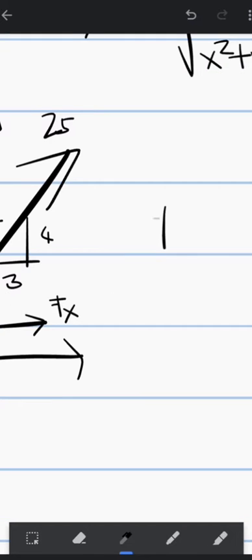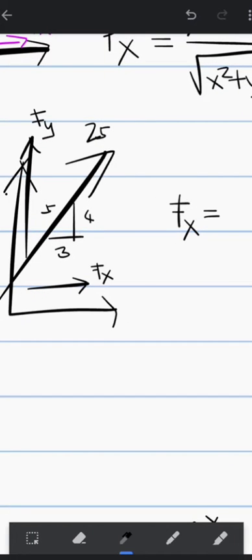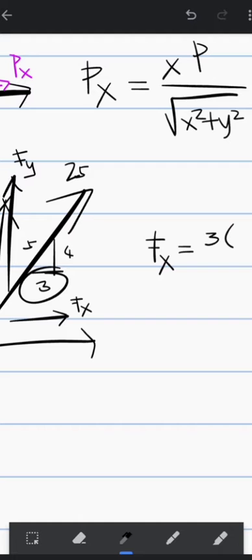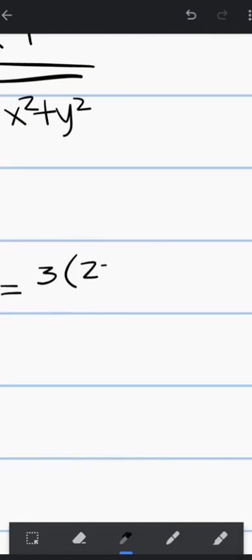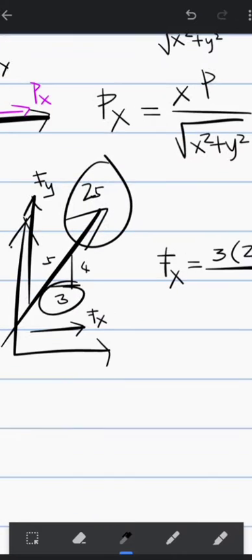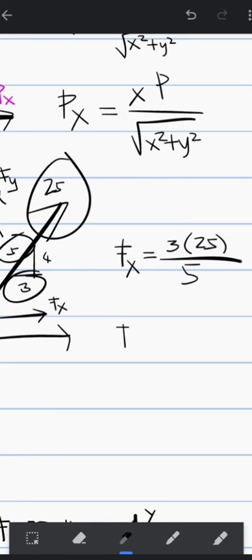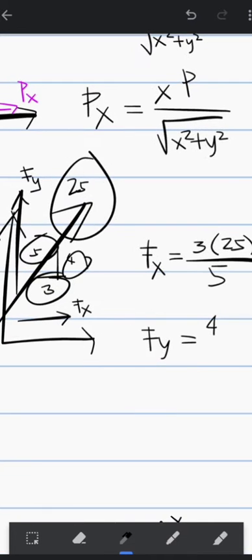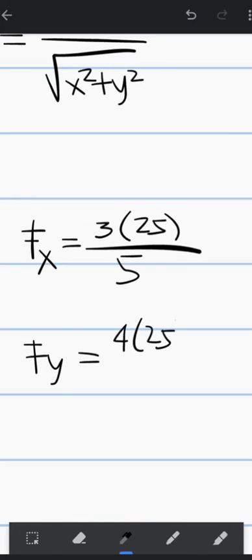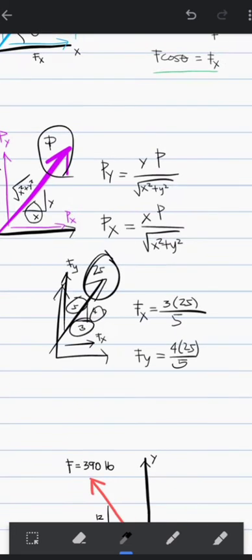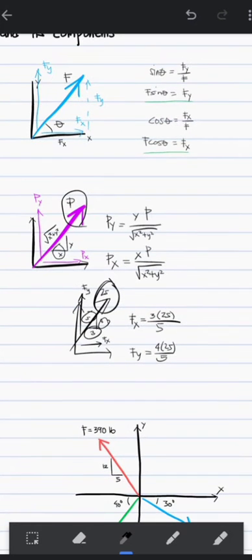So if we need f of x, again, we use this 3 times the magnitude, 25, all over the hypotenuse. So 3/5 of 25. Then for f of y, 4/5, or 4 times the magnitude all over the hypotenuse.